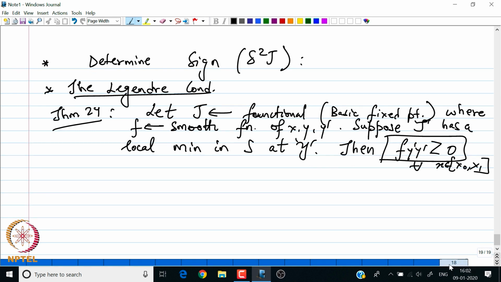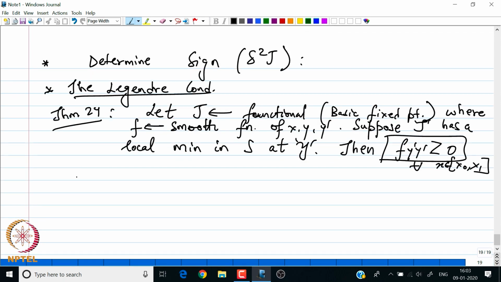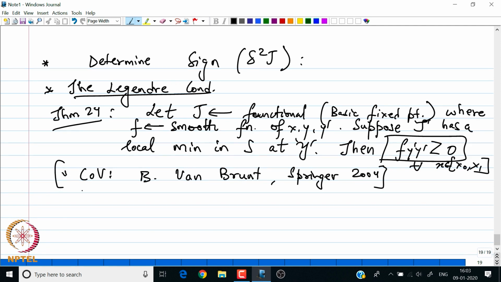Again, the proof is not going to be shown here, but for the proof I am going to refer to this particular expression for the second variation of j, saying that the most dominant term in this expression is the second term, and hence the sign is completely determined by the second term. And for the complete proof, I am going to refer to the following text, Calculus of Variations by Bruce van Brunt, that we are also following in this course. This is the book published by Springer. So, students are asked to refer to it for the complete proof.